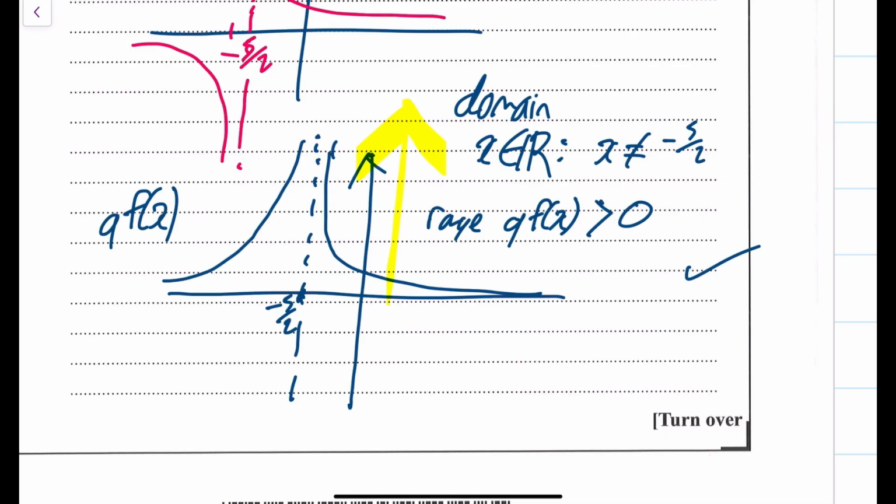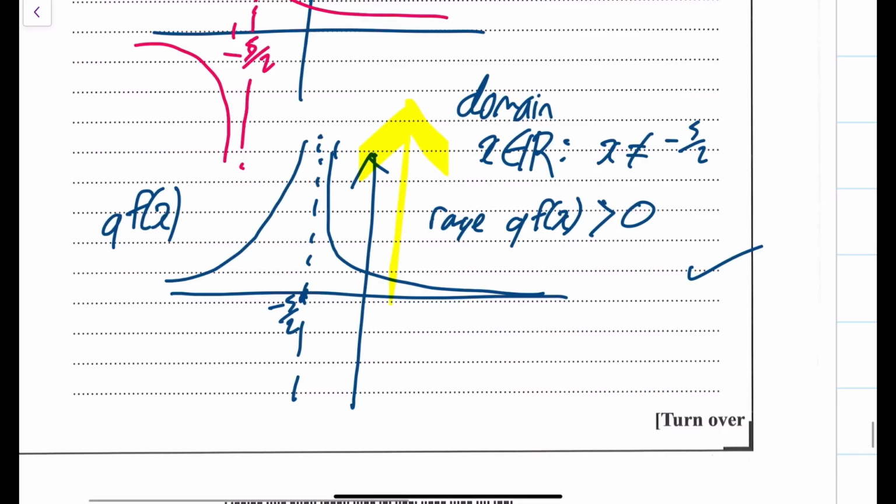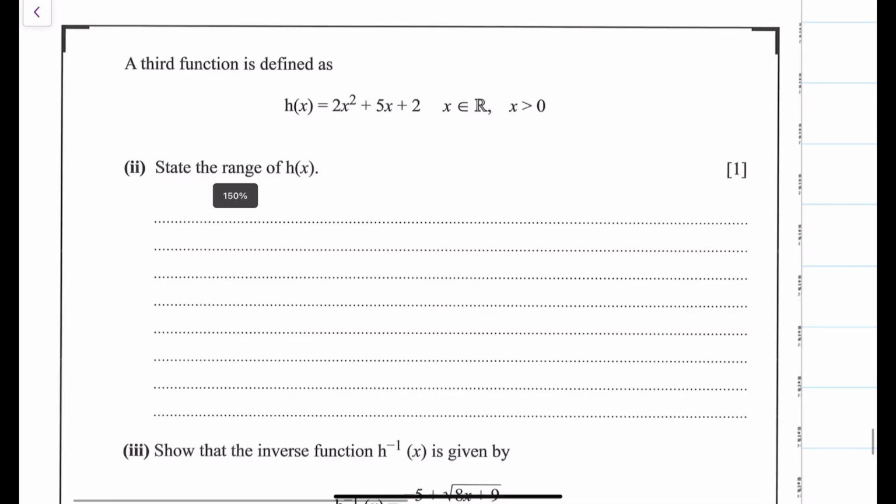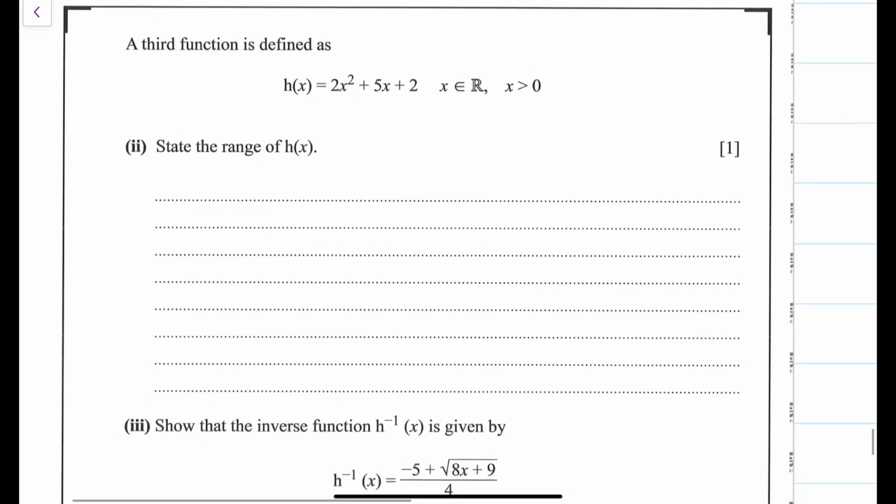So I've maybe done more work than I needed to there. I need to do that work for these. I'm not good at functions. They're my least favorite thing to do. So I need to show that. Okay, getting there folks, we're almost at the end. It says a third function is defined by h, where h is equal to this. So find the range of h.